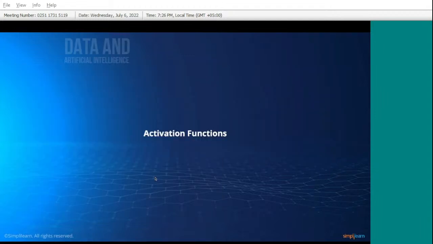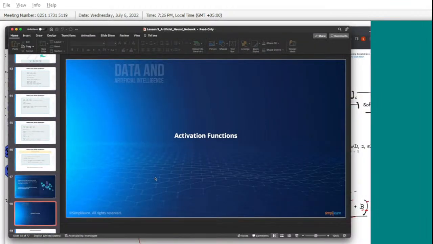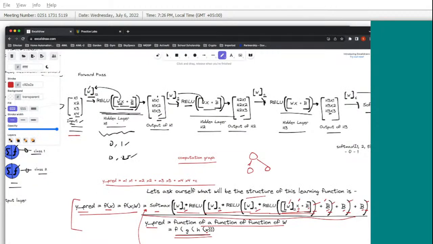Awesome. Shall we quickly go to activation functions? I wanted to, but it's fine, we have time. So this is basically one pass. What we did was just one pass: for one sample, we computed the loss. We need to go back and do it again.